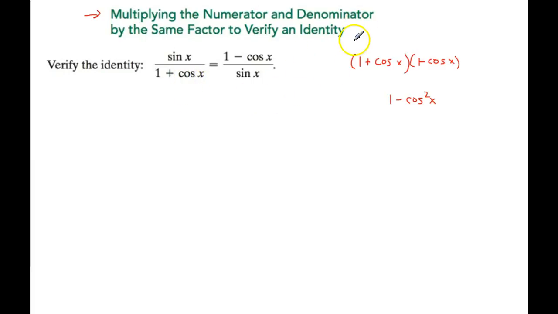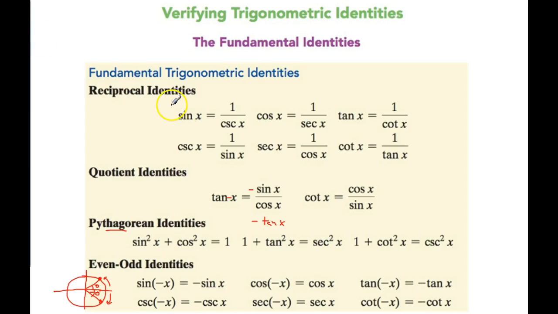A very common thing to do when I see a 1 plus cosine and a 1 minus cosine, or not just cosine, 1 plus sine, 1 minus cosecant, any of these things that have the Pythagorean identity look to them. If I have anything that has a 1 minus a secant or 1 plus a secant, I would think that.